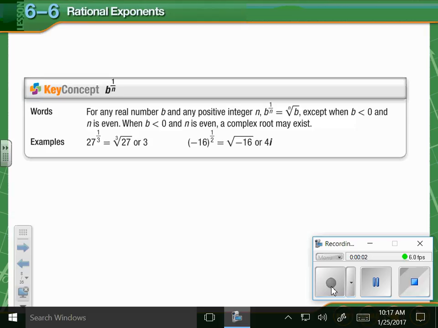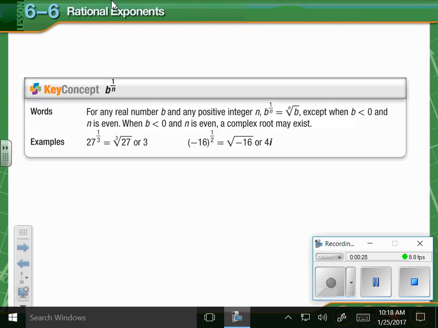As we begin section 6.6, one of the differences you'll see is that your exponents will start to be in the form of fractions, fractional exponents. And at first it may seem confusing, but it actually makes it a lot simpler that way.